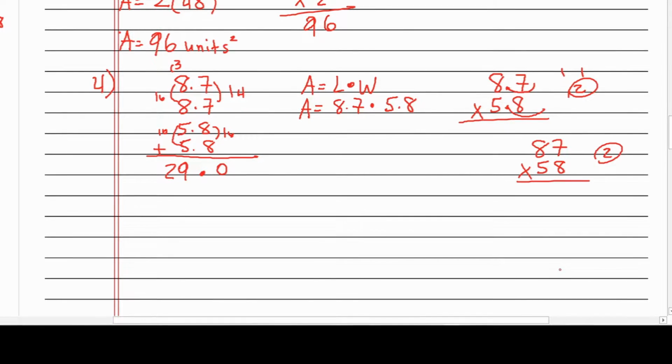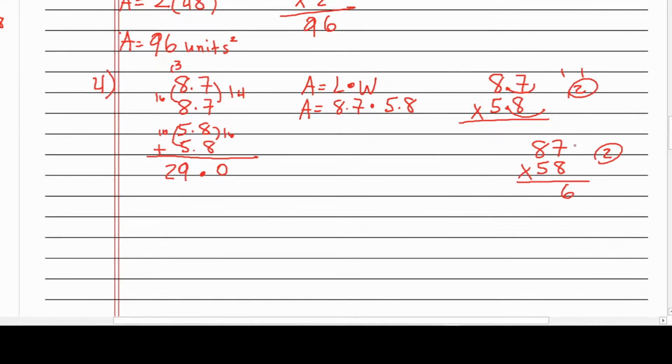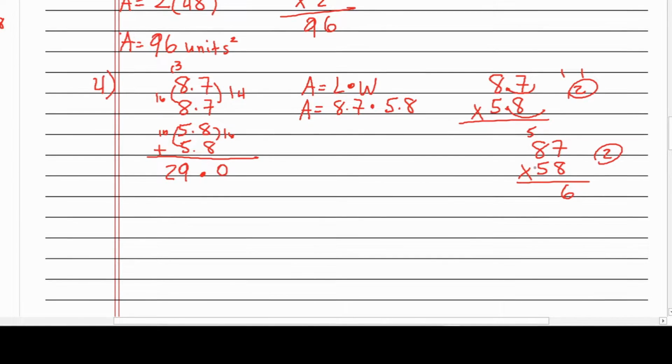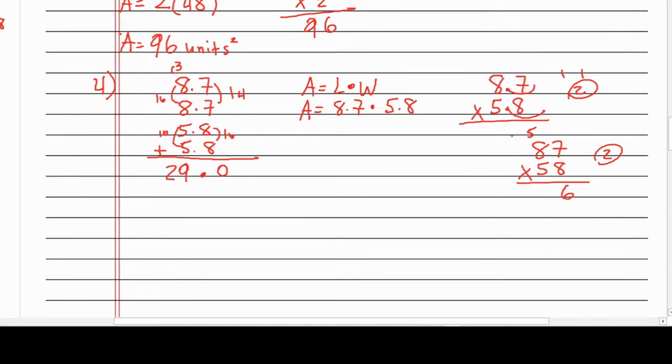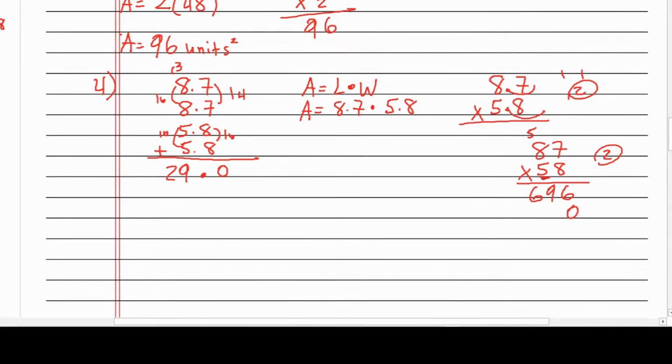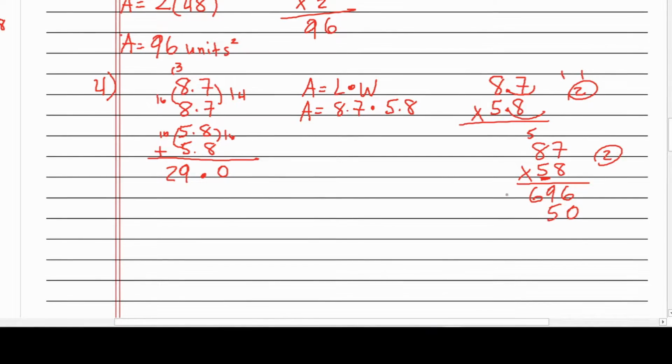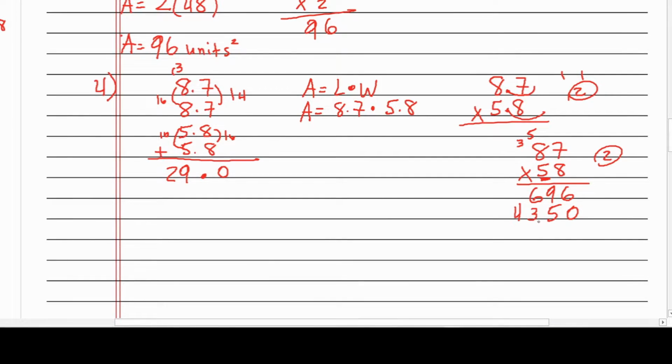8 times 7 is going to be 56. Carry 5. 8 times 8 is 64, 65, 66, 67, 68, 69. Drop down a 0 since we're starting the next number. 7 times 5 is 35, carry 3. 8 times 5 is 40, so 43 there.